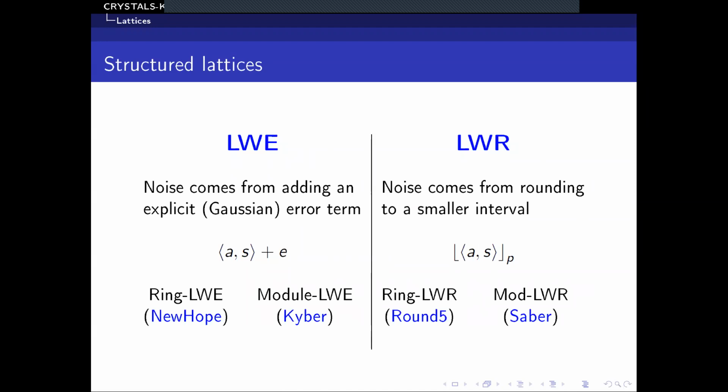LWE and LWR are very similar to each other. In LWE, the noise is added from a Gaussian error, and in LWR, the noise comes from rounding the values to a smaller interval. So the structure matrix approach can be applied on both of these categories, and therefore we have 4 different approaches for providing the post-quantum cryptosystem. As you know, NewHope is based on ring-LWE, Kyber is based on module-LWE, Round5 is based on ring-LWR, and Saber is based on module-LWR. And Kyber and Saber are finalists in round 3.